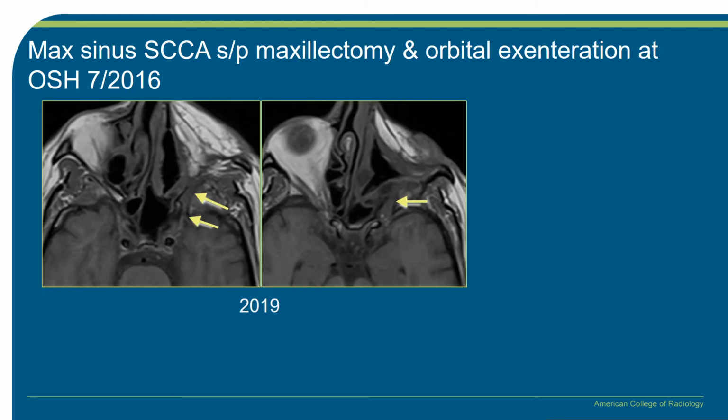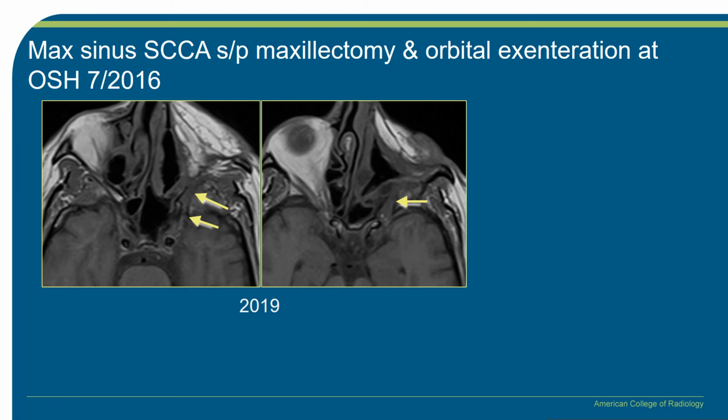This next patient had a maxillary sinus squamous cell carcinoma, had undergone maxillectomy and orbital exenteration at an outside hospital way back in 2016. And I'm being asked to evaluate this MRI in 2019. Where you can see there was abnormal soft tissue effacement of the inferior orbital fissure, tracking back to the foramen rotundum. It also tracked down to the pterygopalatine fossa. It would be easy to overcall residual tumor, recurrent tumor, and perineural tumor in this case.